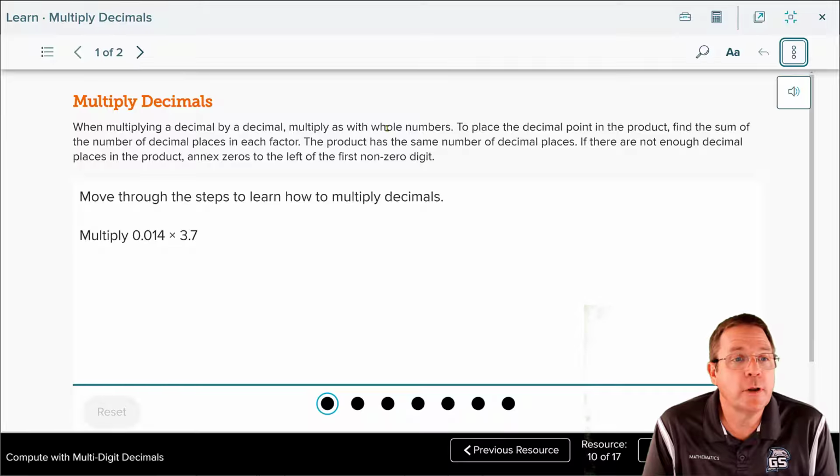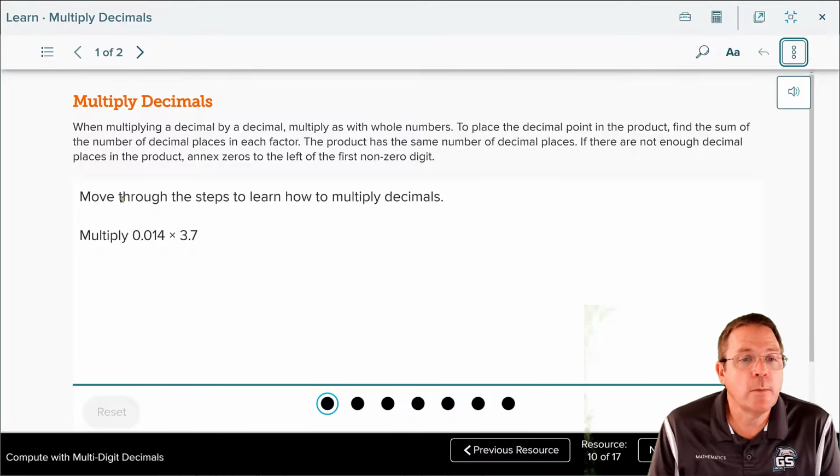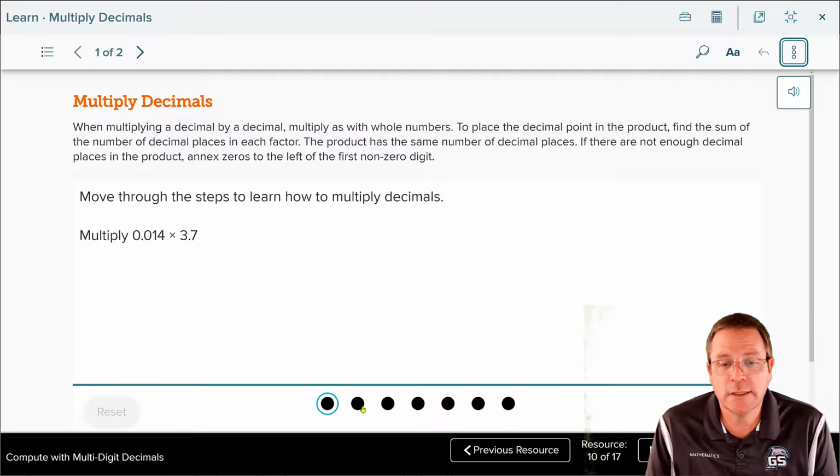If there's not enough decimal places in the product, we're going to annex in some zeros, and then we're going to put the decimal to the left of the first non-zero number. So with that, we're going to move through the steps and see what happens. You've got 14 thousandths times 3.7.